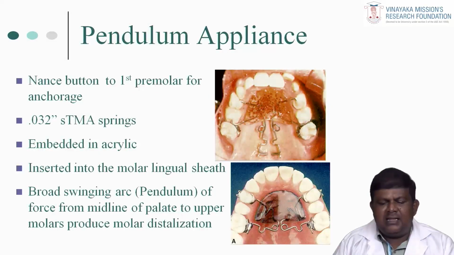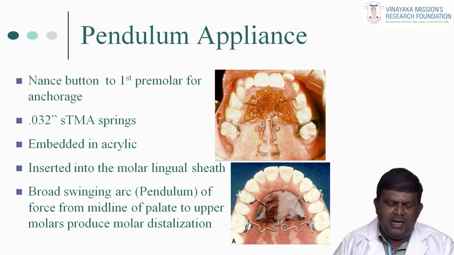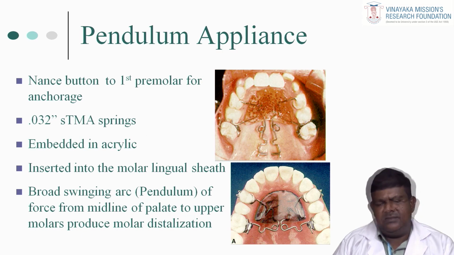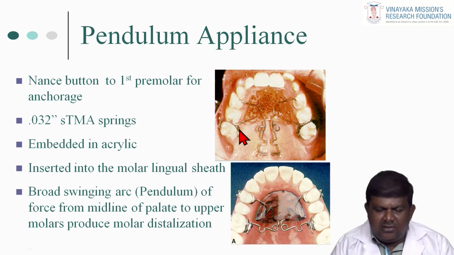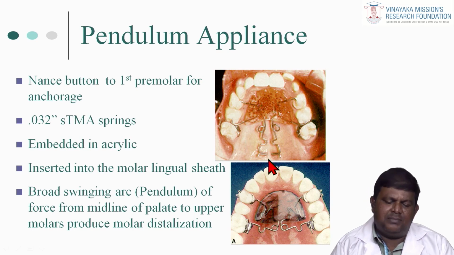Pendulum appliance. That is another important appliance which is used intraorally to distalize the molars. Nance button to first premolar for anchorage. 0.02 inch TMA springs are embedded in acrylic and inserted into the molar by the lingual sheath. You can see the lingual sheath on the molar side, both sides. Then a broad swing arc pendulum of force from the midline of the palate to the upper molars produces the distalization. This is connected to the lingual sheath. Then molar distalization occurs with the pendulum appliance.